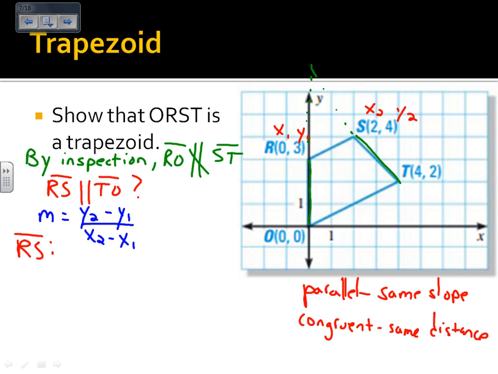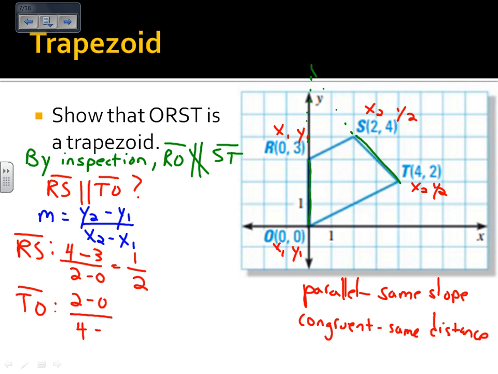So when I plug it in, it becomes y2, which is 4, minus 3, over 2 minus 0. 4 minus 3 is 1, 2 minus 0 is 2, so I get 1/2. Is that okay with everybody? Then I want to compare TO. Okay? Label them again. x1, y1, x2, y2. So y2 is 2 minus 0 over 4 minus 0, which gives me 2 over 4, but can I reduce that? What's 2/4? 1/2.